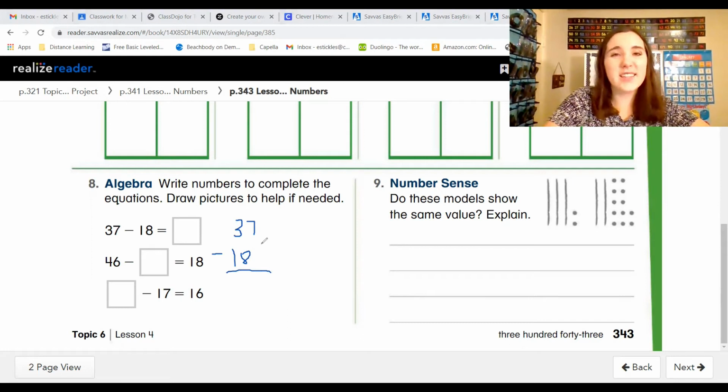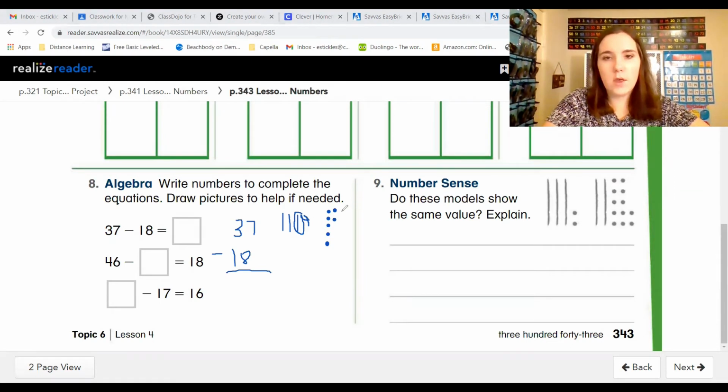Okay, and I can see already that I have 7 ones and I want to take away 8, so I'm going to need to regroup. So I'm going to draw a picture for this. I'm going to draw 37 in place value blocks just right over here. So 1, 2, 3 tens, and then there are 7 ones. 1, 2, 3, 4, 5, 6, 7. Okay, now I know I have to regroup, so I'm going to do that right now. I'm going to take one of my tens, and I'm going to make it into 10 ones. So I'm going to draw 10 ones over here. 1, 2, 3, 4, 5, 6, 7, 8, 9, 10.